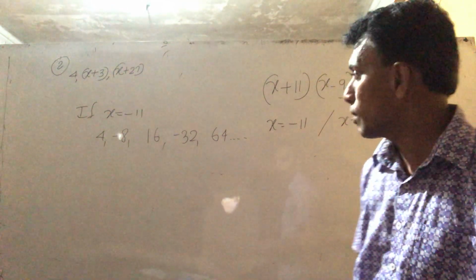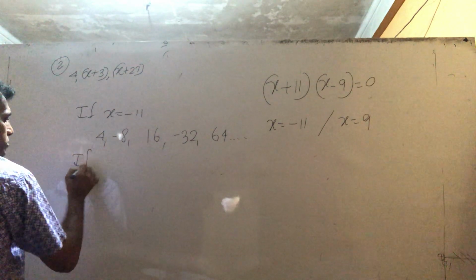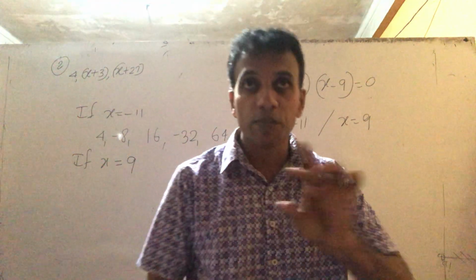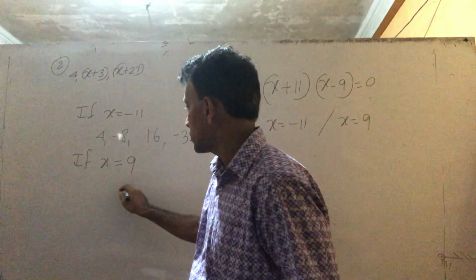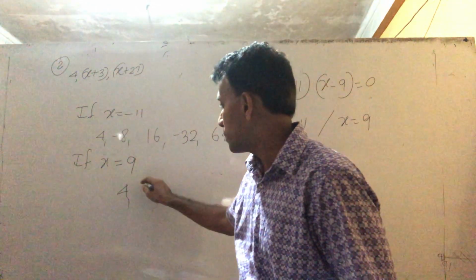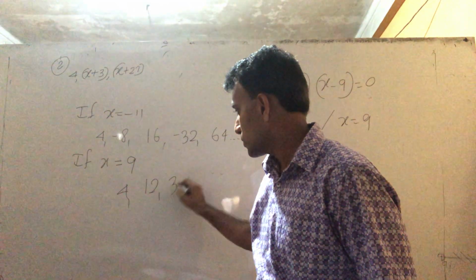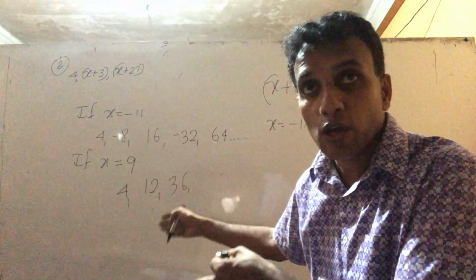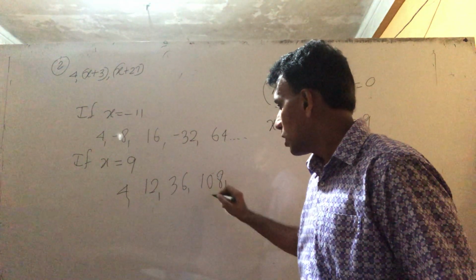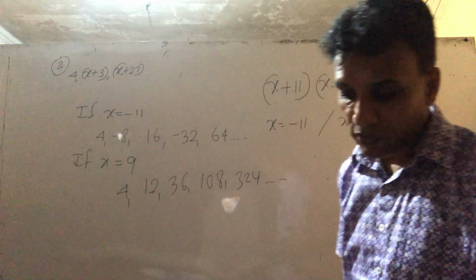First 4 terms. Next comes x equals 9. If x equals 9, what are the terms here? Put 4. Then x is 9, so 9 plus 3 is 12, and 9 plus 27 is 36. Here what happened? Multiply by 3. The common ratio is 3. So multiply by 3, 108. Multiply by 3, 324, and so on. That's the idea of that question, right?